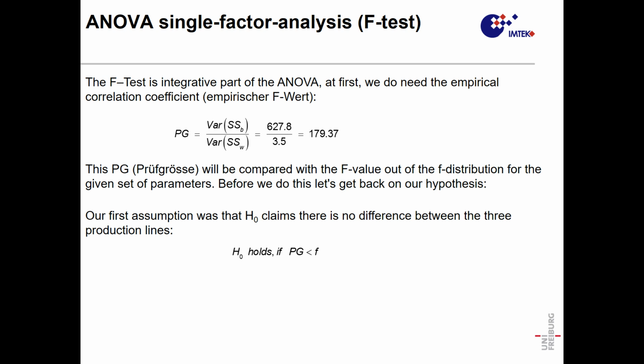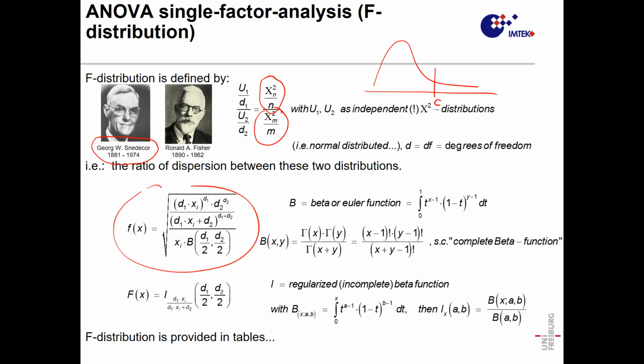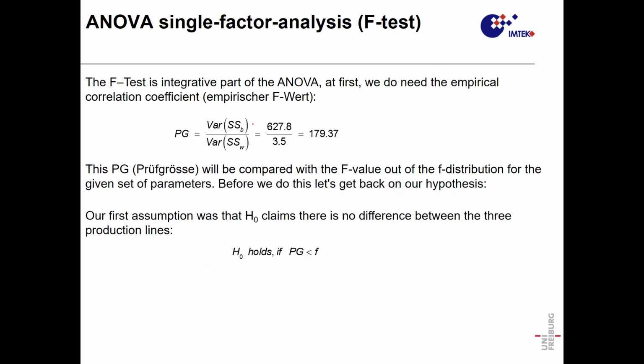All right, so having this distribution, we then take the ratio between the between and the within variance, and that gives you the statistic. In this class, we call it PG, but sometimes you call it F.